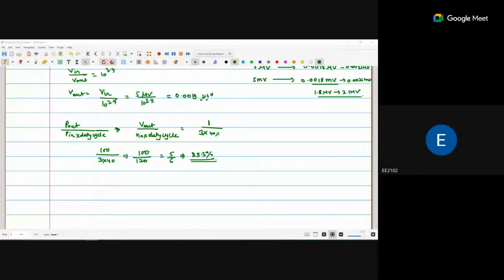In the switching regulator, we only take P out by P in. In the linear regulator, we consider the duty cycle of both input and output, so in the switching regulator the duty cycle effect is cancelled out. If that type of question comes, you have to take the duty cycle into account. Basically, this is the difference between the linear regulator and the switching regulator.